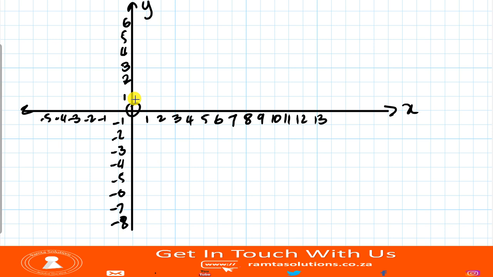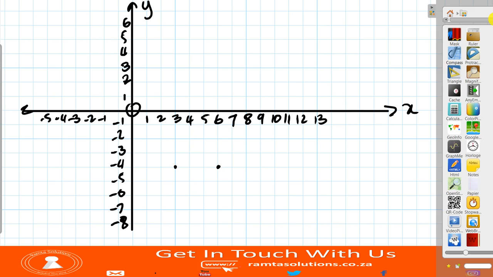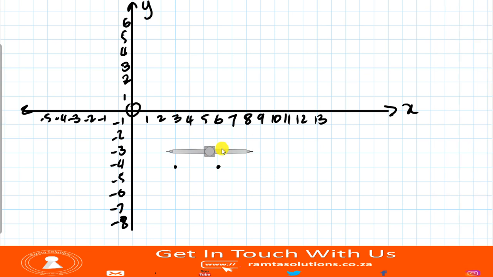Okay, so we have a point, the center, which was 3 and -4. Where is it? Here it is, 3 and -4. Do you guys see it? And then we also have a point which is on the circle, 6 and -4. Here it is. Can you guys see that? Cool. Now they say, let me get my compass. They say we must draw this. Oh no.